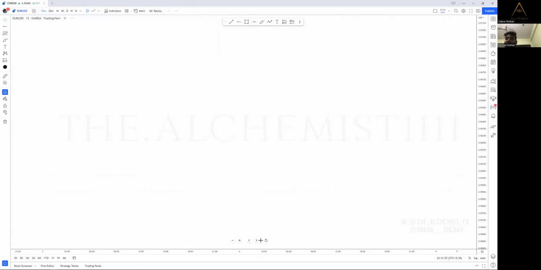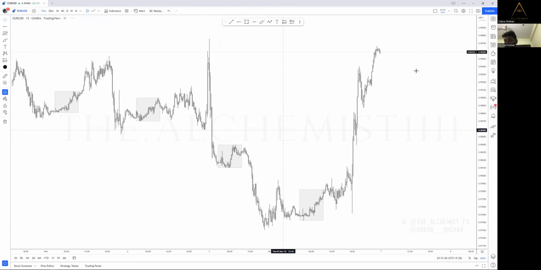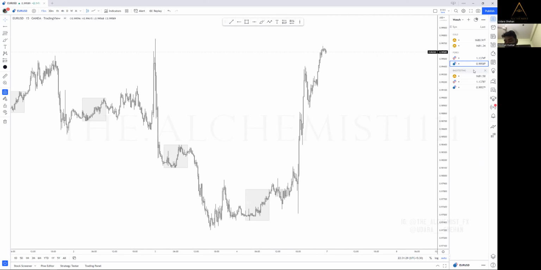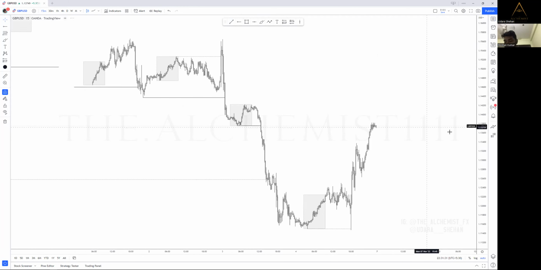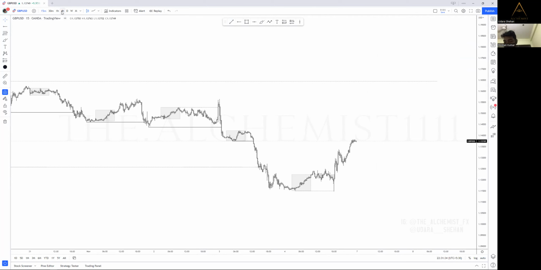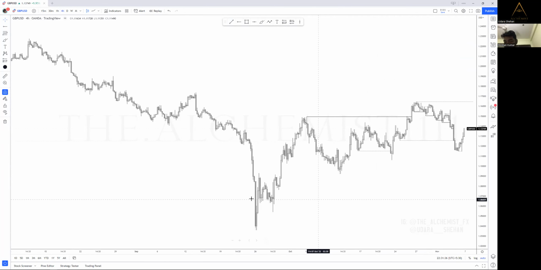Okay, so on Euro USD, it works like magic for some reason. You have setups almost every single day with this. So now let's talk about trading ranges.